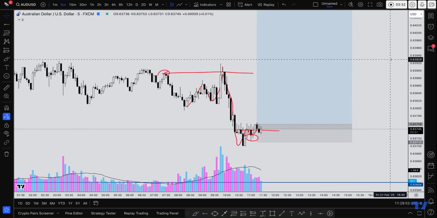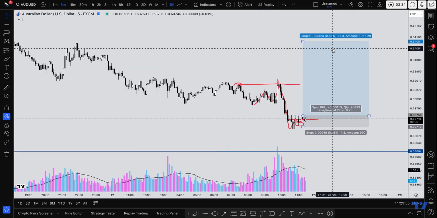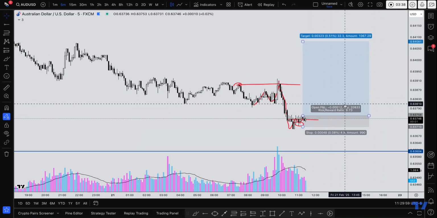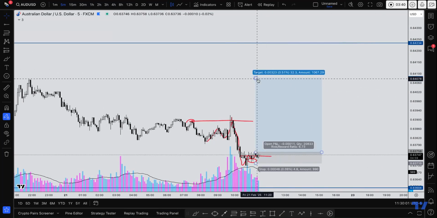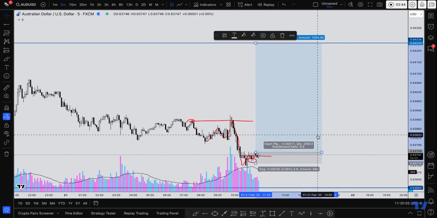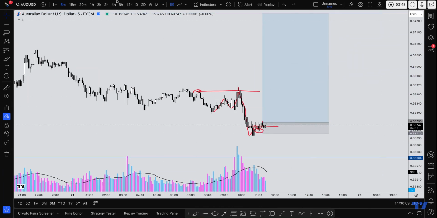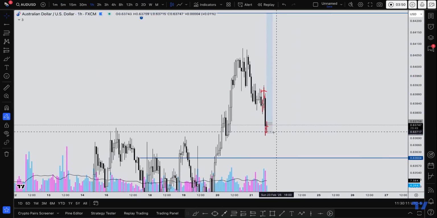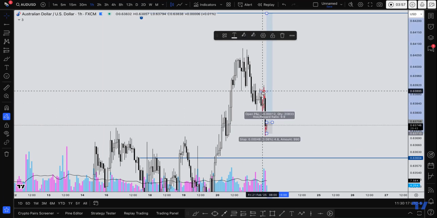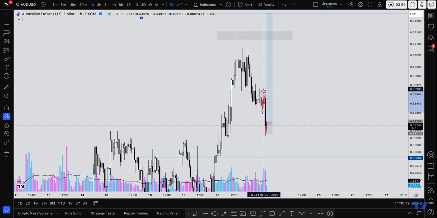So I have a 5 pip stop loss, and then I'm looking to target the 0.6408, which will give me a nice 1 to 6. My overall target is up here at the 0.6423, giving me a 1 to 9, 1 to 10 risk to reward ratio. Now, the reason why I'm going to enter that and an early entry is because the risk to reward is worth it for me, risking $1 to make 9.